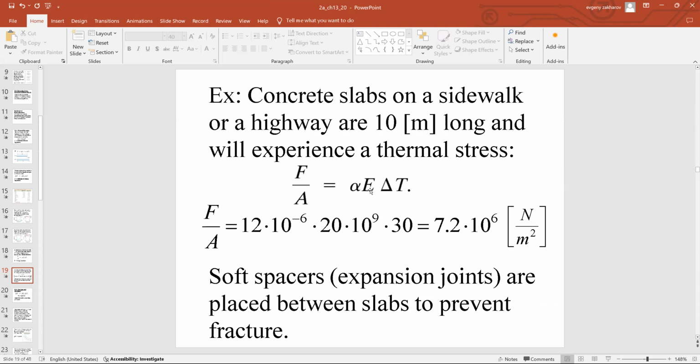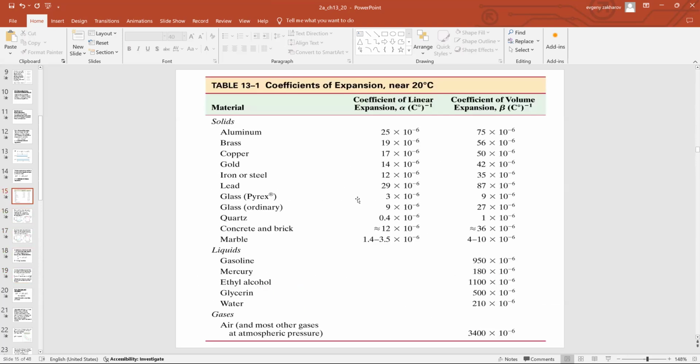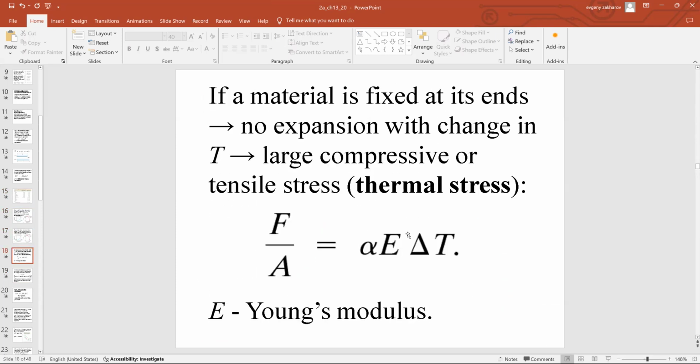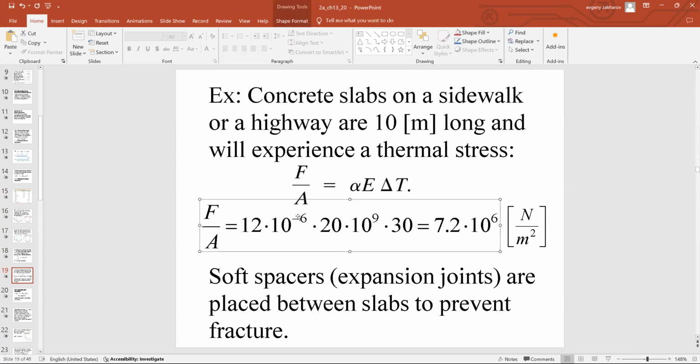The Young's modulus for concrete is 20 times 10 to the 9th. And alpha for concrete, here we go, you can see 12 times 10 to the power of negative 6. So the amount of stress that we have inside the concrete slabs turns out to be what? 7 million newtons per meter squared. We're talking millions of newtons.